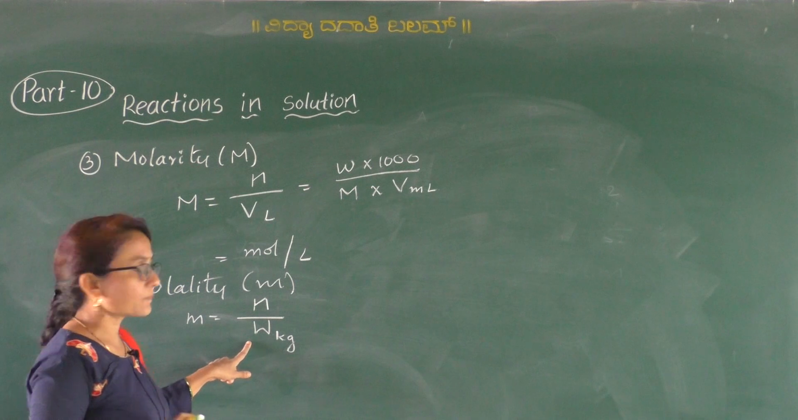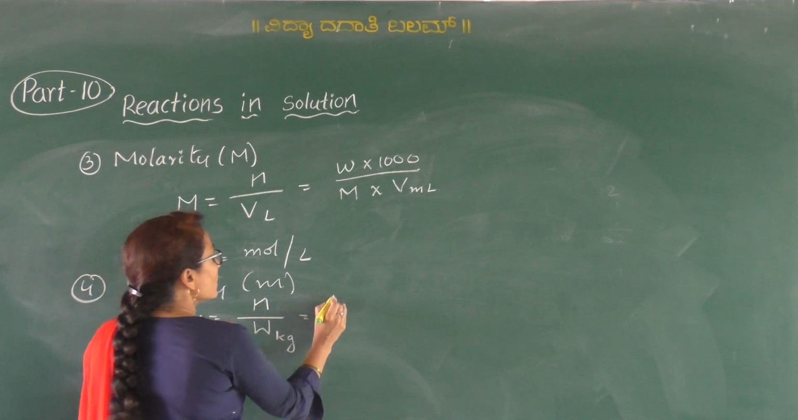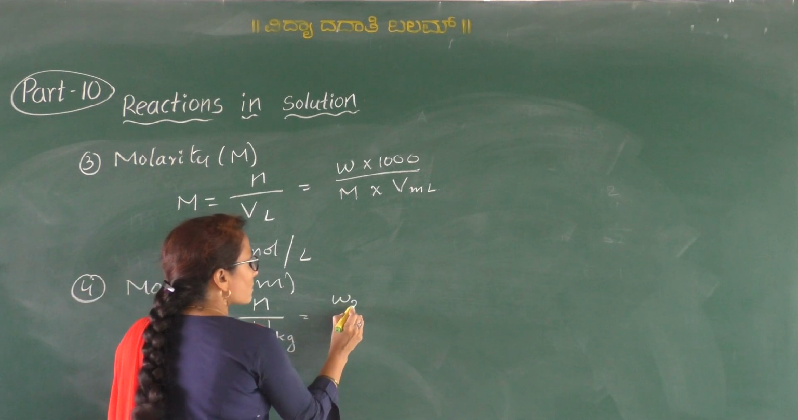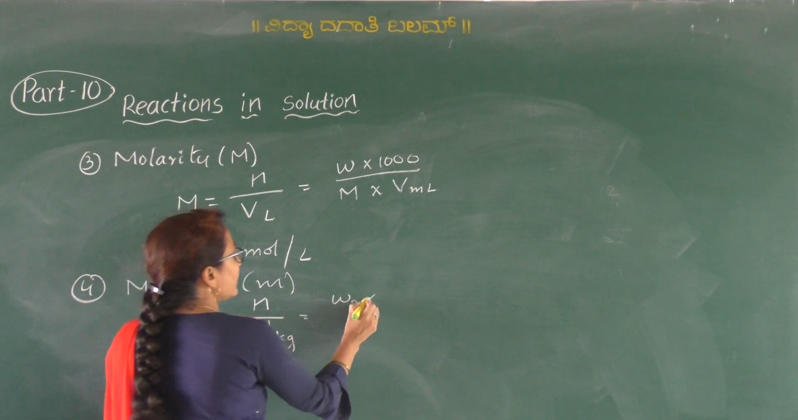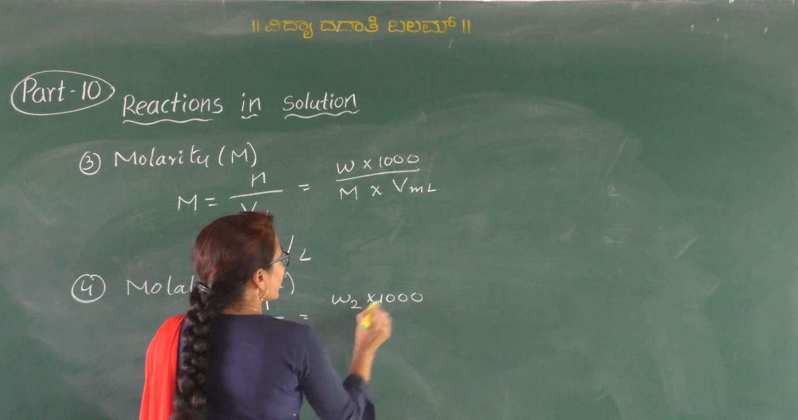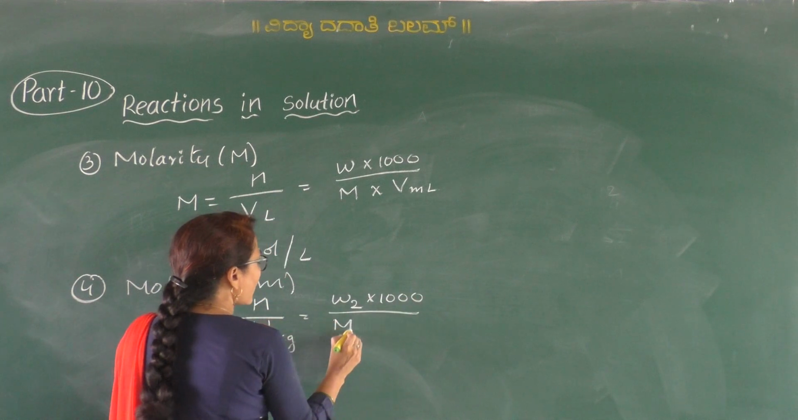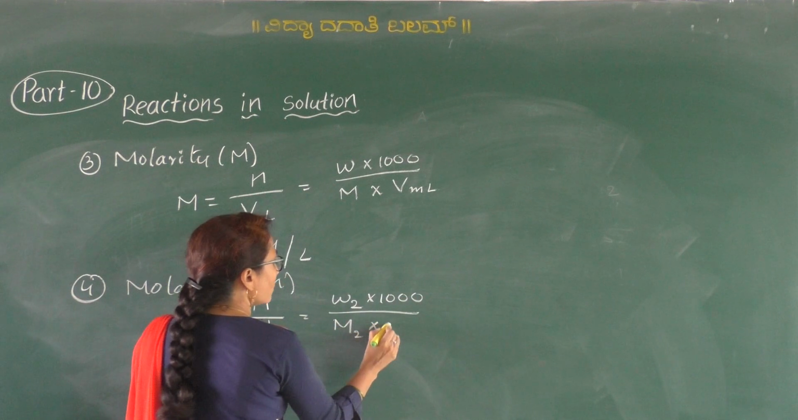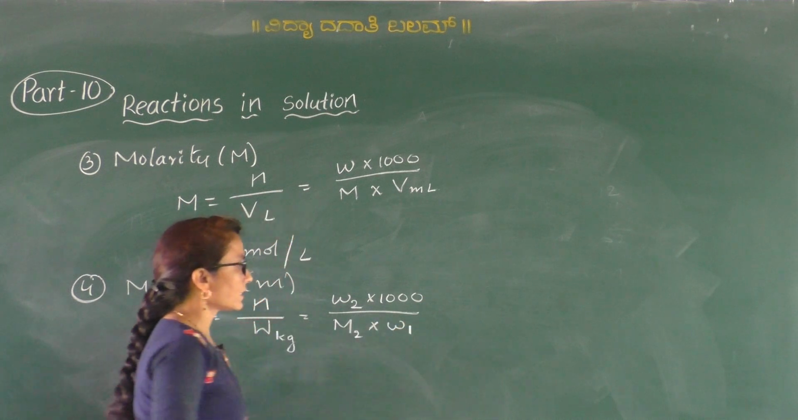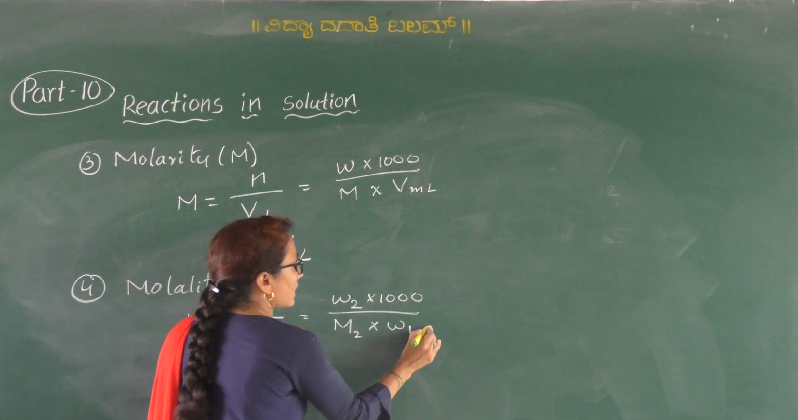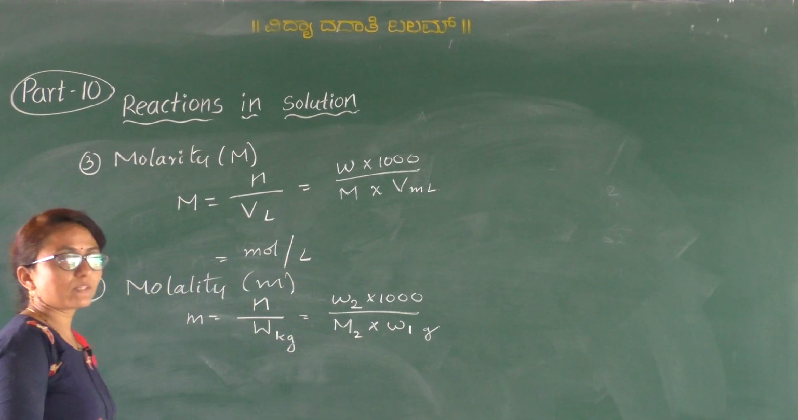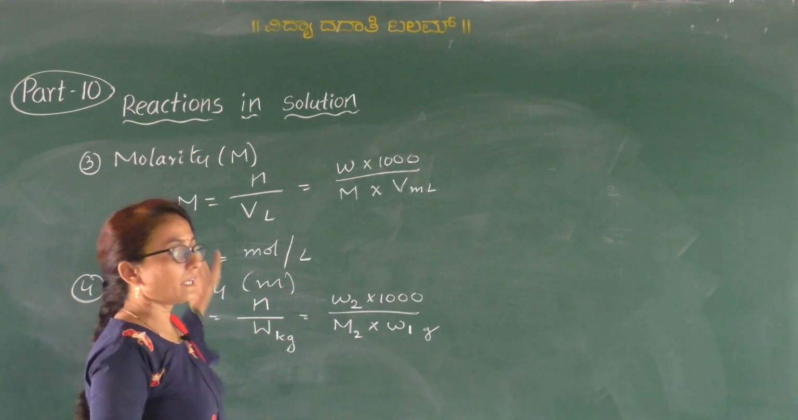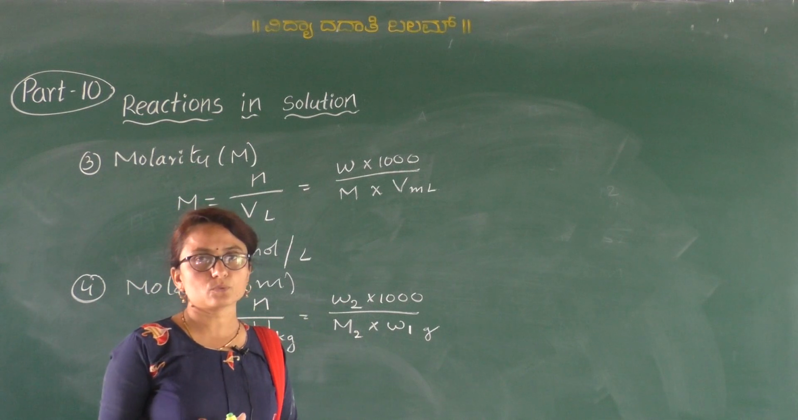So therefore it is converted into mass of solute, represented as W2, into 1000 divided by molar mass of the solute into mass of solvent, that is W1, which is in gram. So mass of solvent in gram. By using these formulas we can calculate the molarity and molality of the solution.